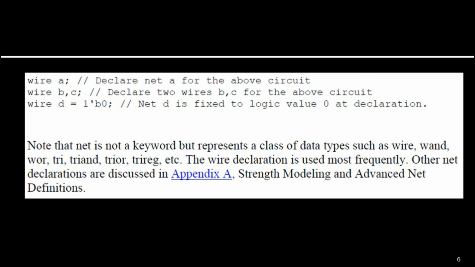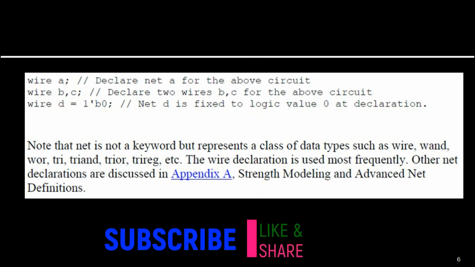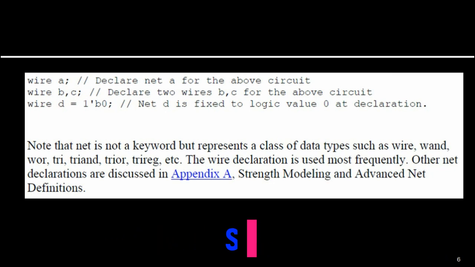The second one is wire B, C. So we declare two wires B and C for the above circuit. They are input wires. Then consider another one, wire D equal to 1'b0. The net D is fixed to the logic value 0 at the declaration. It is a 1 bit binary number, and 0 is assigned to the identifier D. Note that net is not a keyword. Important point: net is not a keyword. Net is a data type. The net is represented by wire.